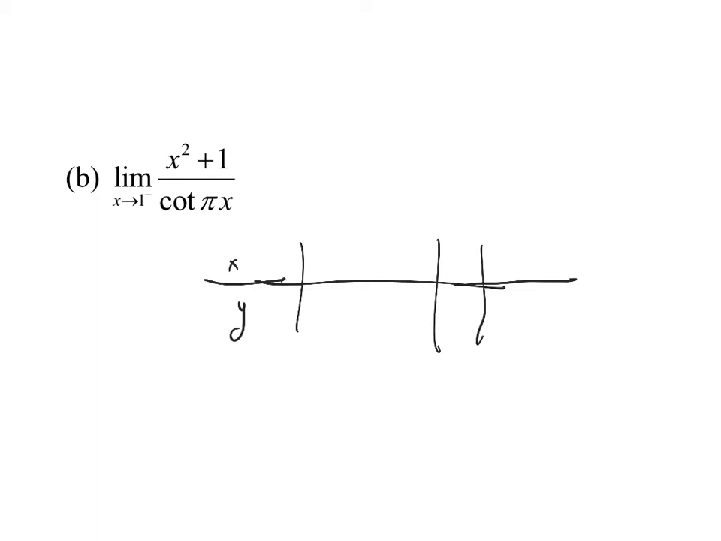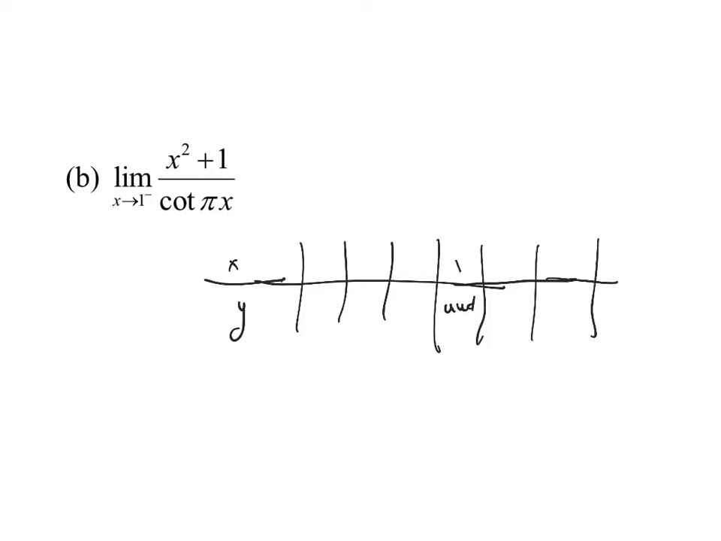Here we're looking at the number x equals 1. We know when we plug in 1, on top we would have a 1, on bottom we would have cotangent of pi. Remember, cotangent is cosine over sine, and I know sine of pi is 0, so I know this is undefined. If you didn't know that, just plug it into a calculator. So the idea is we need to come from 1.